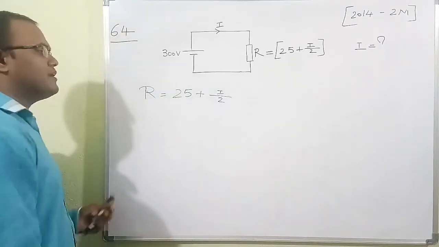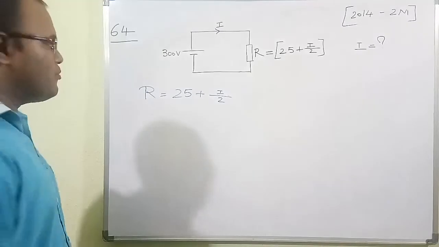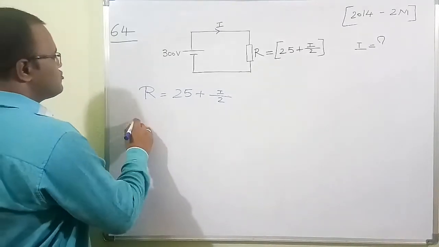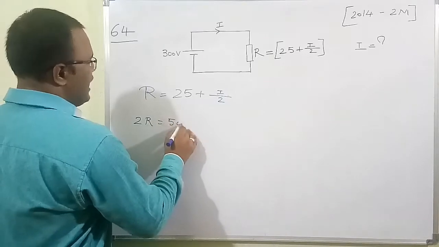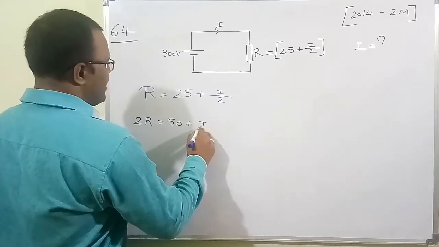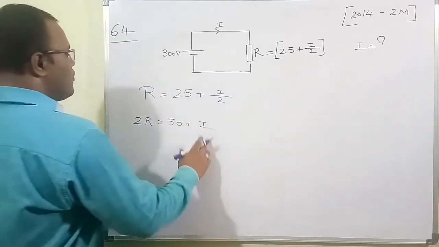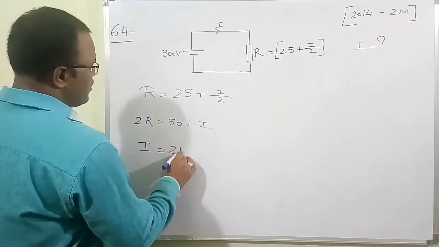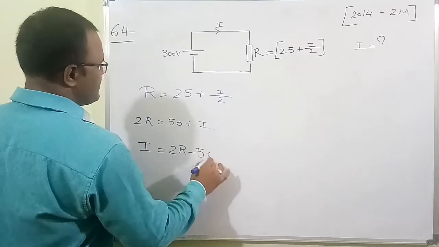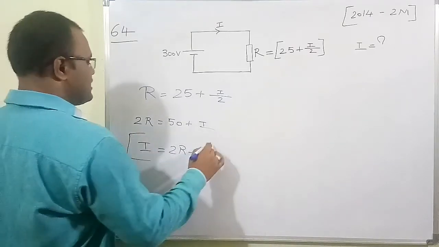So now I am going to multiply by 2 on both sides. Therefore 2 into R is equal to 2R, and 2 into 25 is equal to 50, and 2 into I by 2 is equal to I. So now I need the expression for the current I. Therefore I is equal to 2R minus 50. So now I got the expression for the current I.